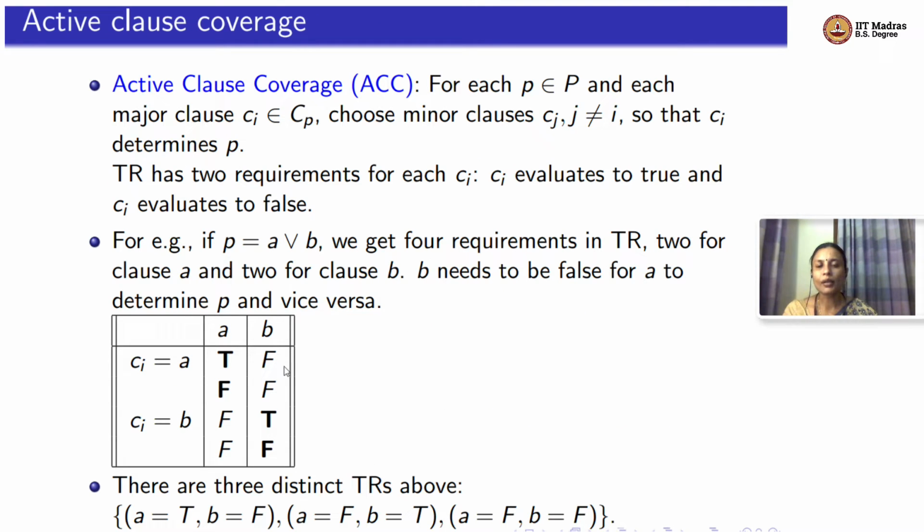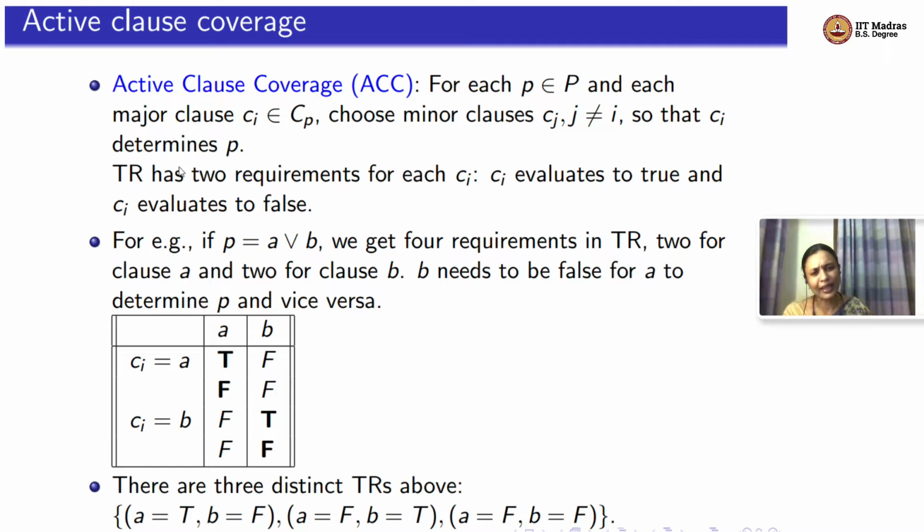So to start with, we call it active clause coverage. What do we mean by active clause coverage? We say for each predicate P, let's consider major clauses, one at a time, Ci, and let the minor clauses Cj take values such that Ci determines P. Active clause coverage says there are two test requirements: Ci evaluates to true and Ci evaluates to false.